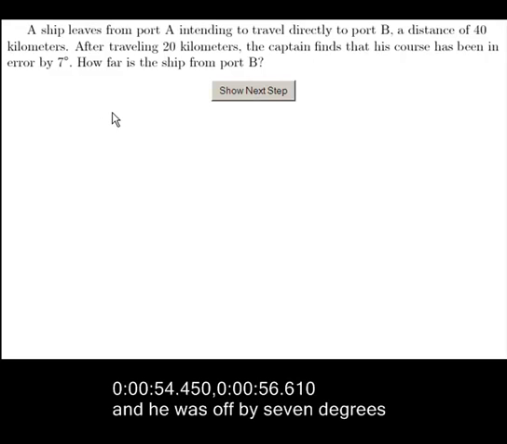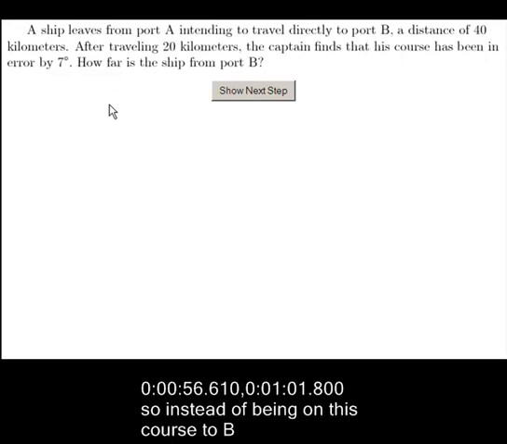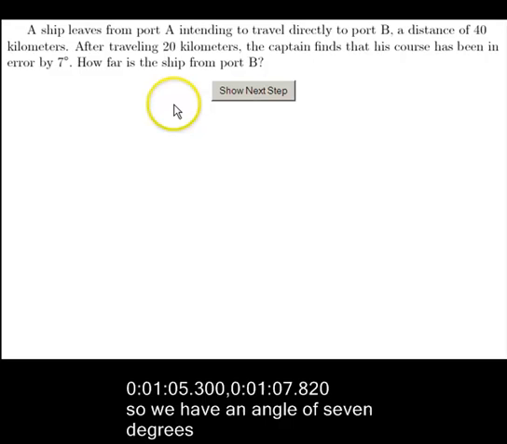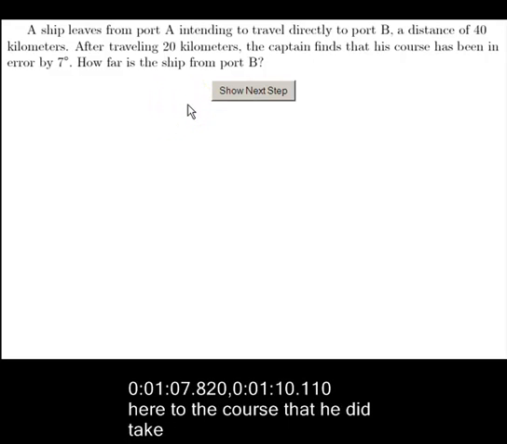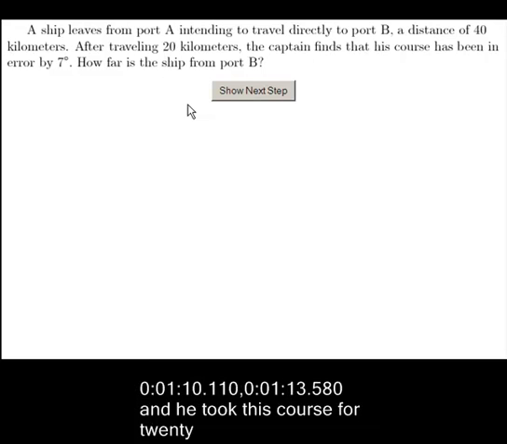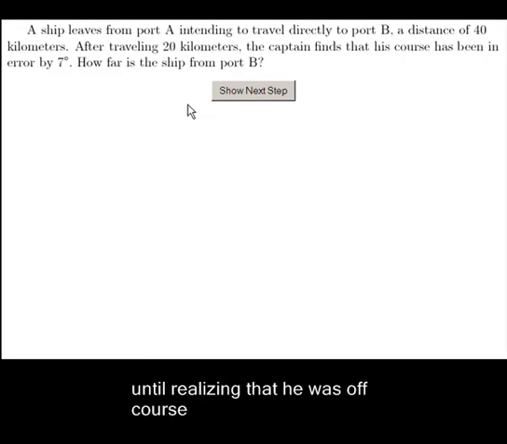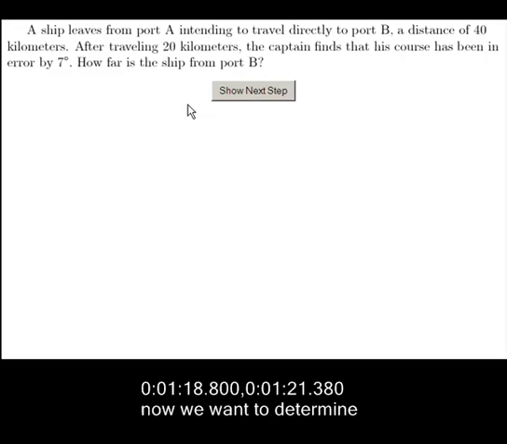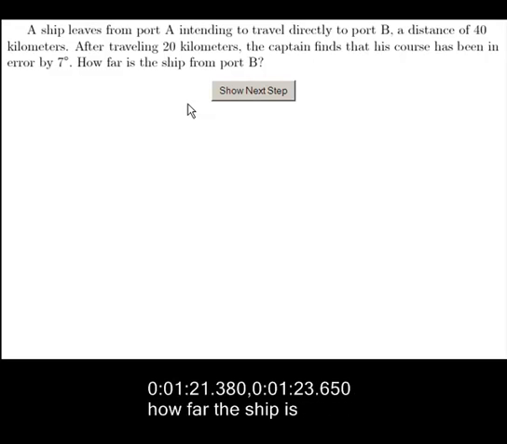So we have an angle of 7 degrees here to the course that he did take, and he took this course for 20 kilometers until realizing that he was off course. And now we want to determine how far the ship is from port B. So from this point here, what is the distance to port B?